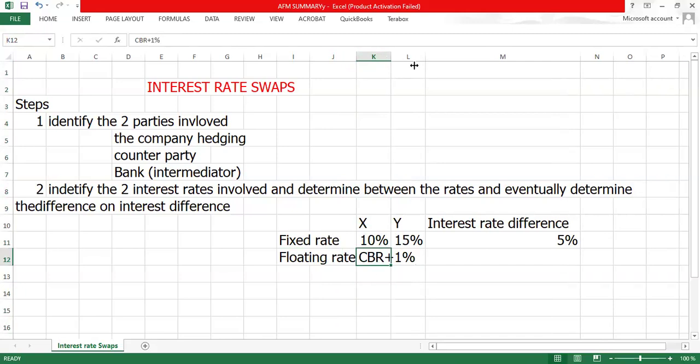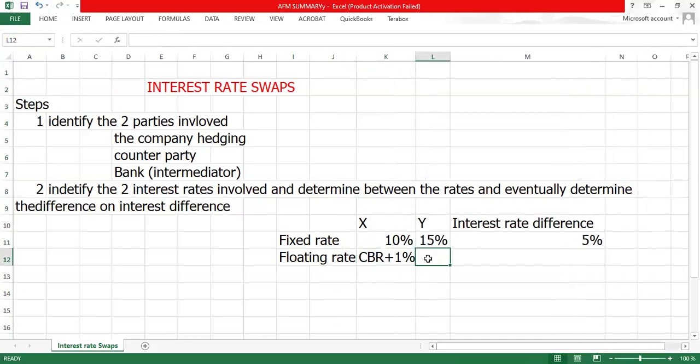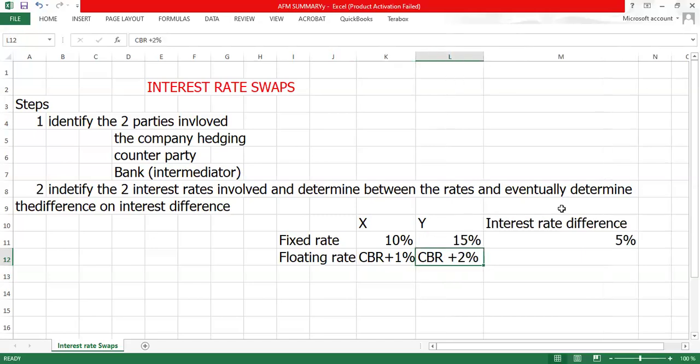Depending on how it is quoted, the counterparty may be CBR plus, let's say, 2%. Okay, plus 2%. All these ones you'll be picking them from the question. The examiner must give you these rates.